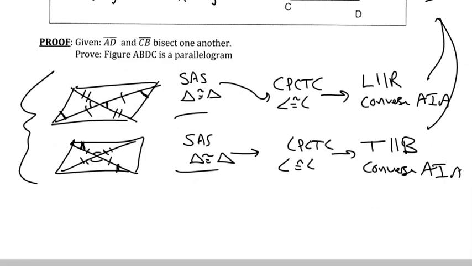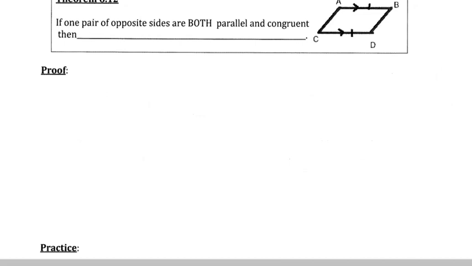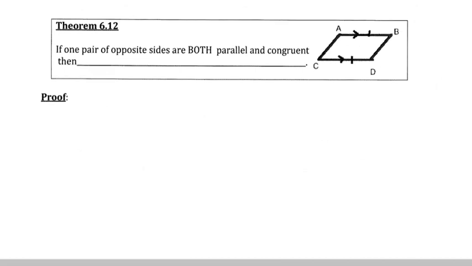Okay, we have one last one. This one last one has to do with one thing that doesn't really correlate perfectly to 6.1. So on here, what this says, if one pair of opposite sides are both parallel and congruent. So if the top and bottom were parallel and congruent, or the left and right were parallel and congruent, it has to be the same sides that are both parallel and congruent, then the figure is a parallelogram.